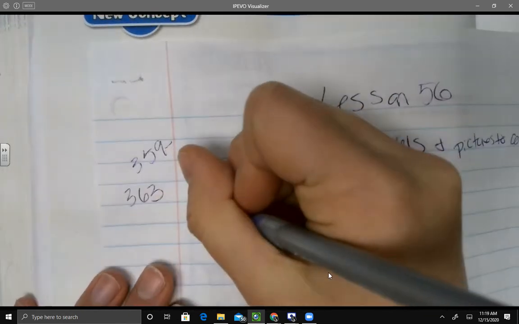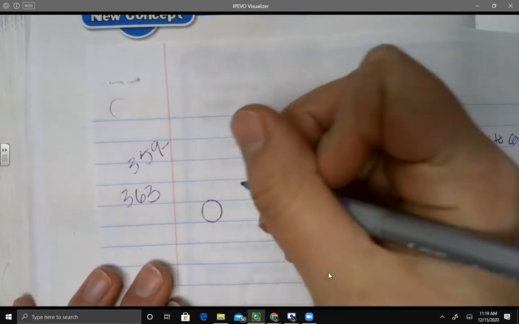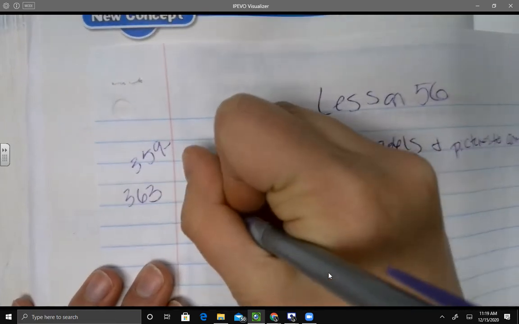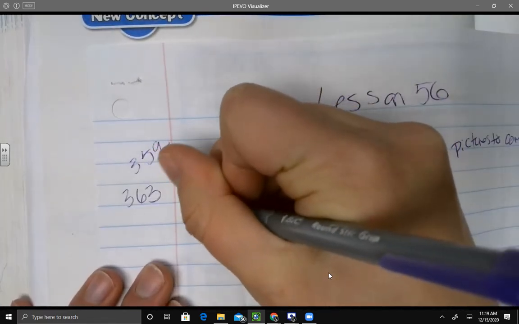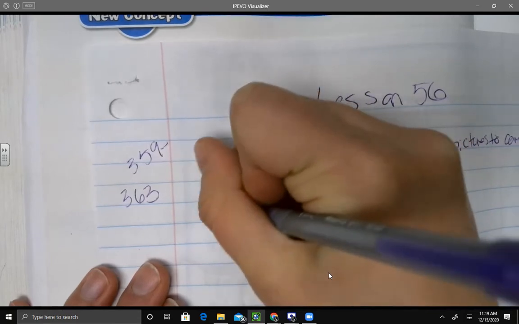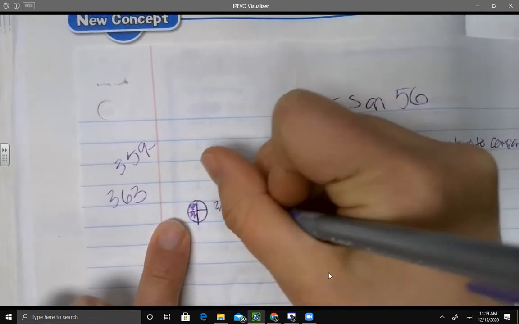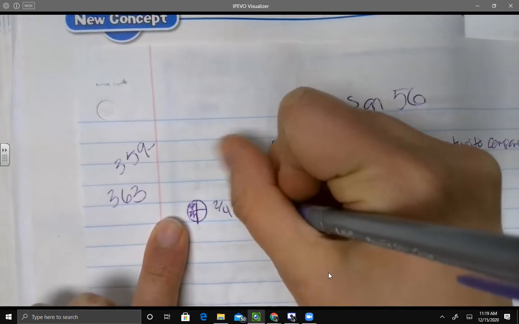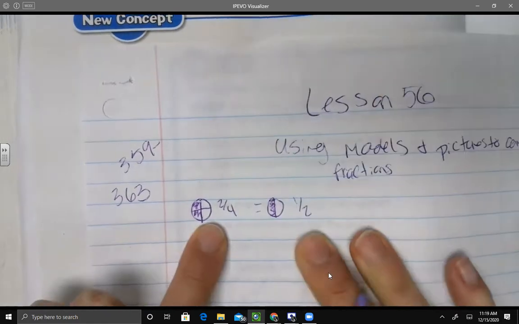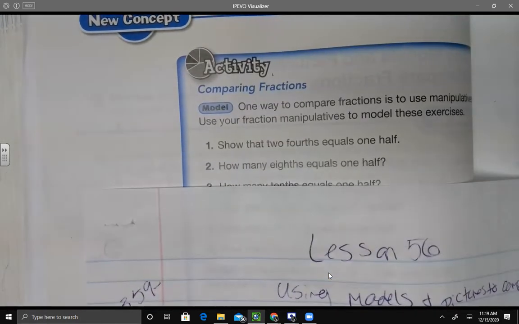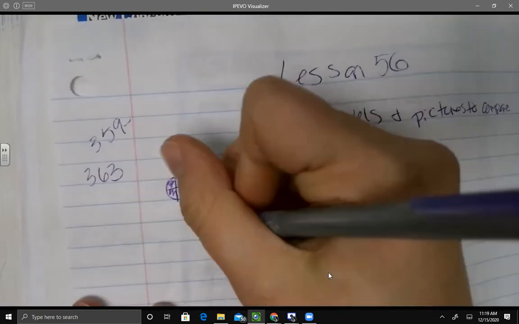All right, so to do that, you can draw a circle, or if you want to draw a rectangle, that's fine. So 2/4, so there's two pieces colored in, is equal to 1/2. So those are called equivalent fractions. Those are the same.